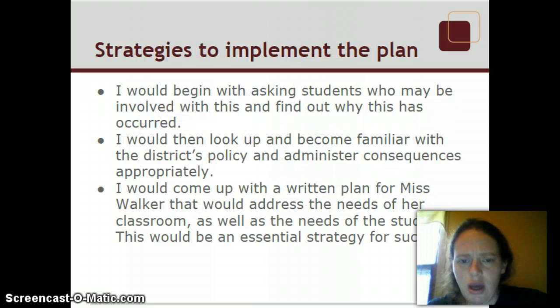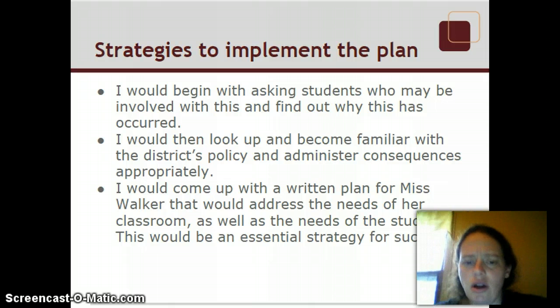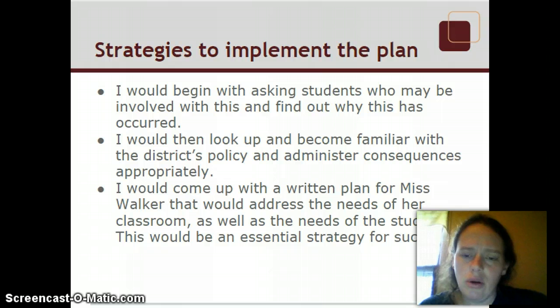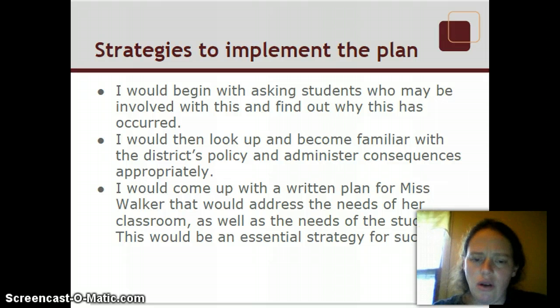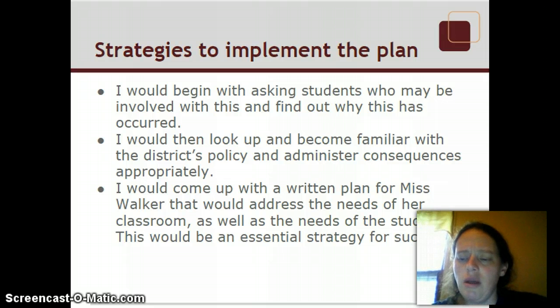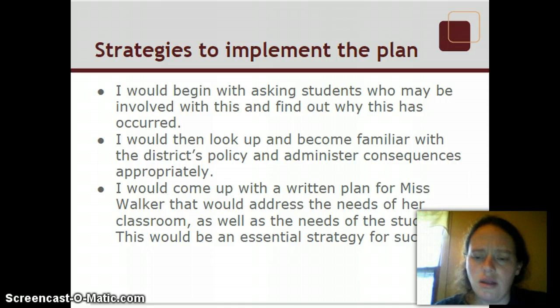The strategies that I would use to implement this plan would be to begin by asking students who might be involved with this and find out why this has occurred. Then I would look up, or if I have not yet become familiar with it, find out the district's policy about internet use and libel, and then administer consequences appropriately once I found out who is responsible. Then I would probably come up with a written plan for Ms. Walker that would address the needs of her classroom as well as the needs of her students, and I think that this would probably be an essential strategy for success for her.